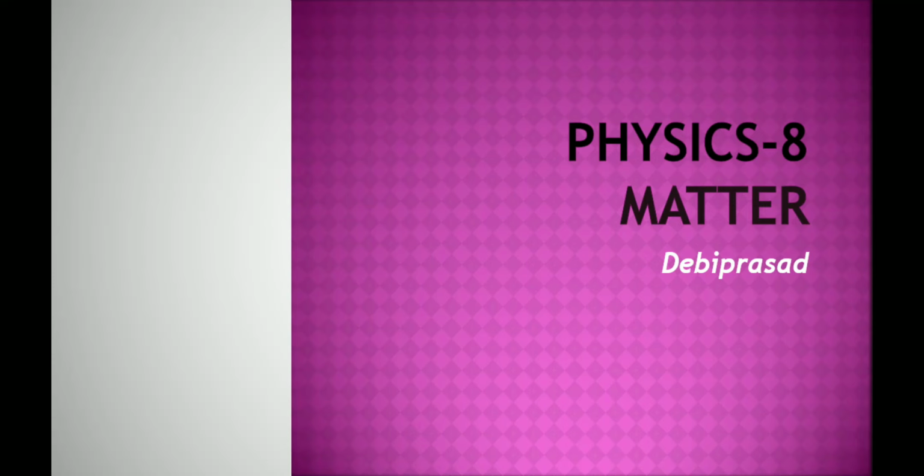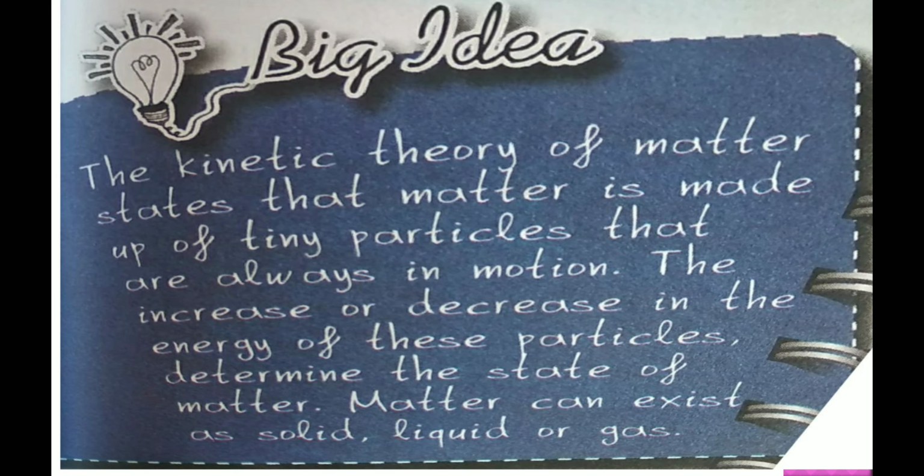In this video, you will be learning about the first chapter, that is about matter. The big idea: the kinetic theory of matter states that matter is made up of tiny particles that are always in motion. The increase or decrease in the energy of these particles determines the state of matter. Matter can exist as solid, liquid, or gas.